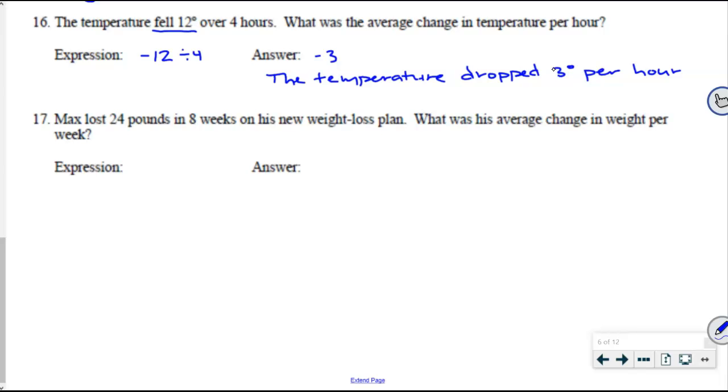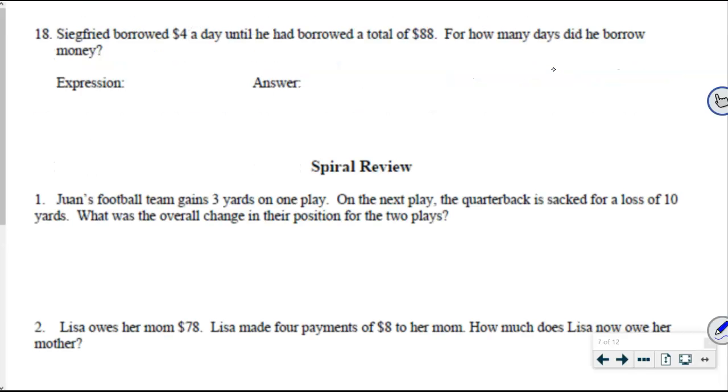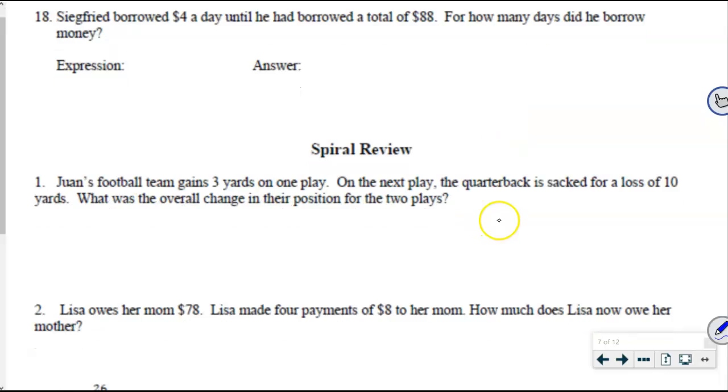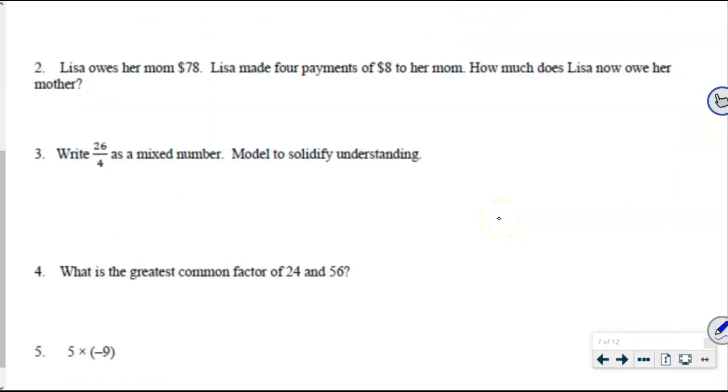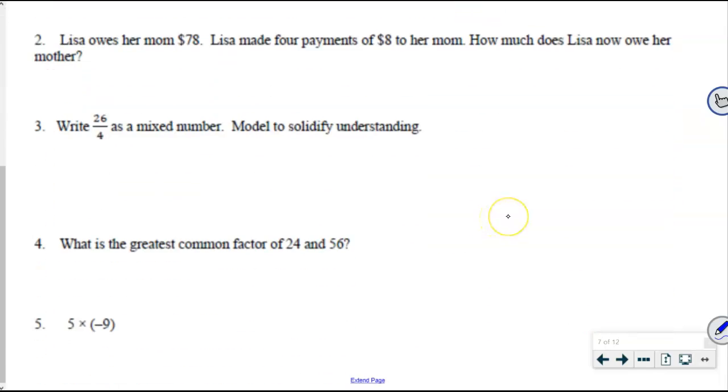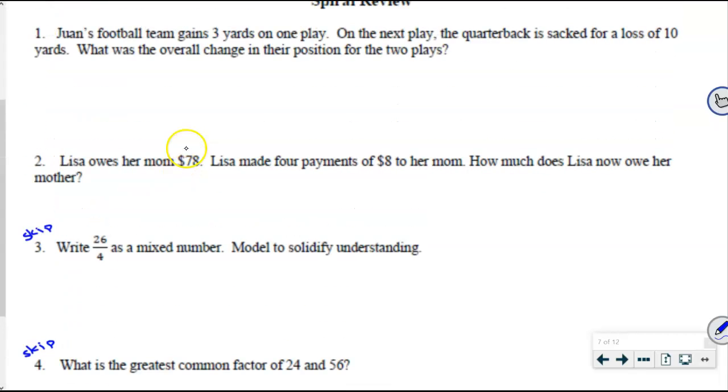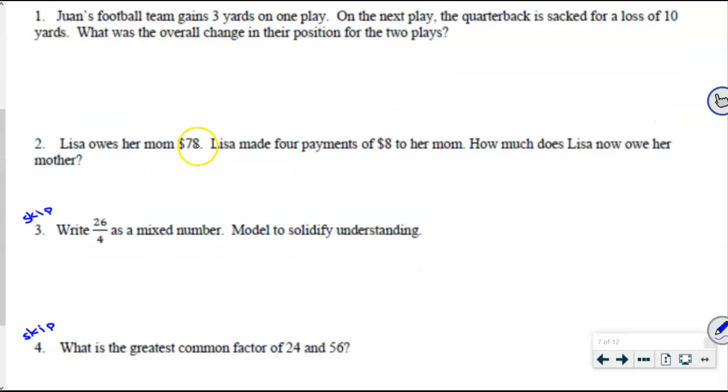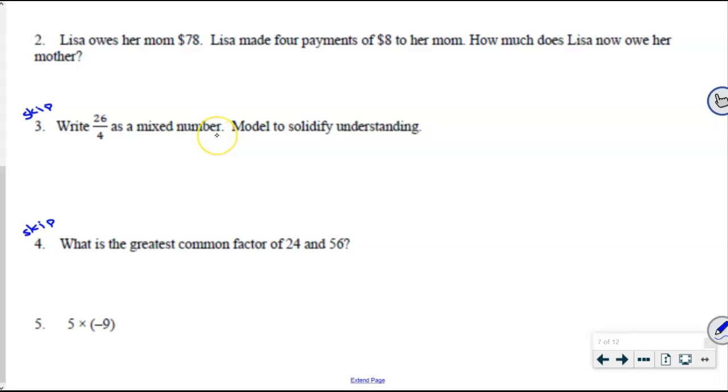All right, and you get to complete 17 and 18, those stories, on your own. I will let you skip 3 and 4 on the spiral review, just because they're not relevant and I've already assigned enough extra stuff that we don't need to worry about doing 3 and 4. 1, 2, and 5 are just integer review, so it's okay to do 1, 2, and 5.